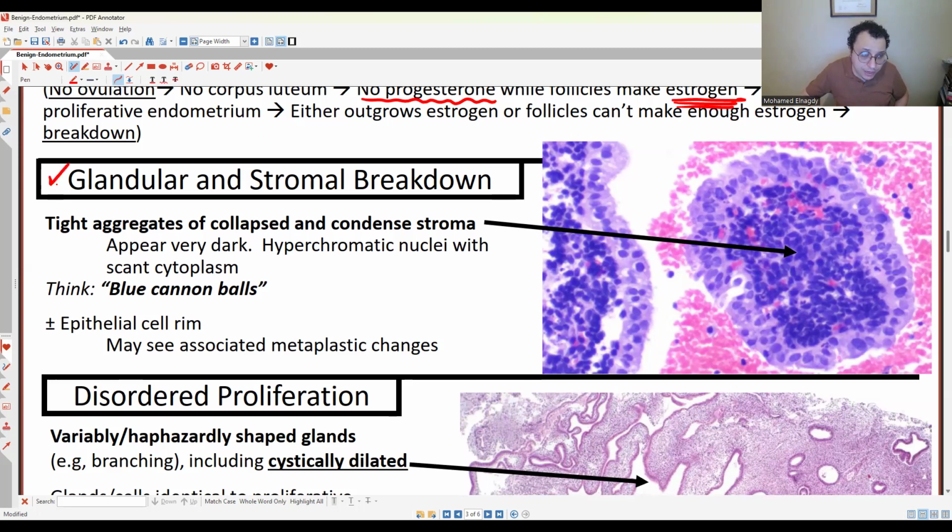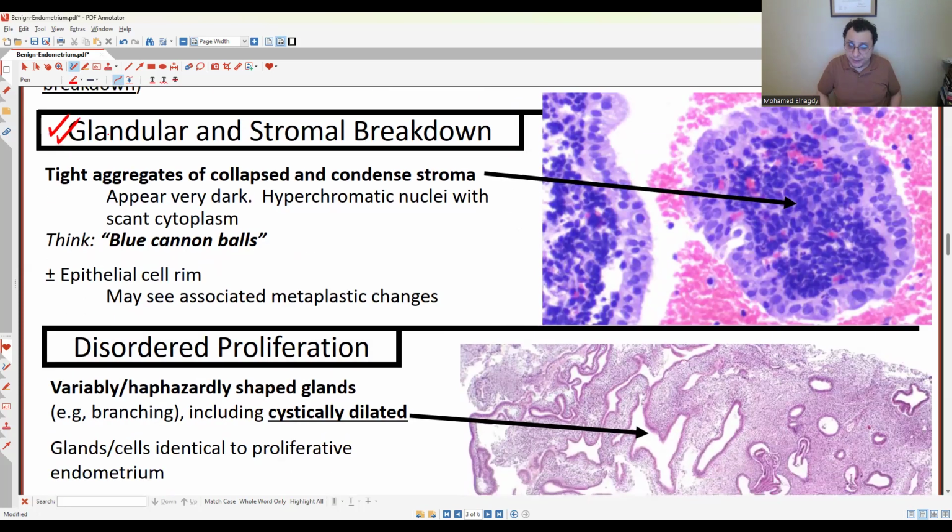Here is how the endometrium looks. When you see these blue balls, that's a key word actually. Blue balls, here it is. Blue stromal balls, which are like floating in blood, floating in hemorrhage. This is stromal breakdown. The stroma is breaking down and falling apart. That's the blue cannonballs. Please remember this.